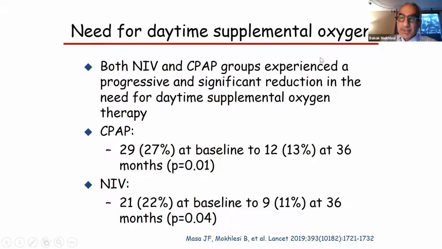Need for daytime supplemental oxygen. That's another thing that patients care about. Do I have to walk around with a concentrator or with an oxygen tank? So you can see that in the CPAP group, 27% at baseline required oxygen during the daytime. And it went down to 13% at the end of 3 years. 22% in the NIV group went down to 11%. So both groups had a significant decline in need for oxygen, but there was no difference between them.